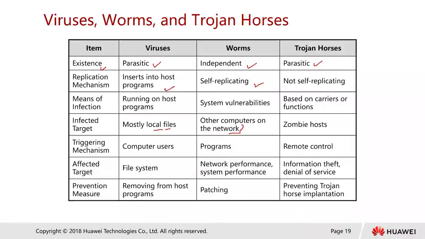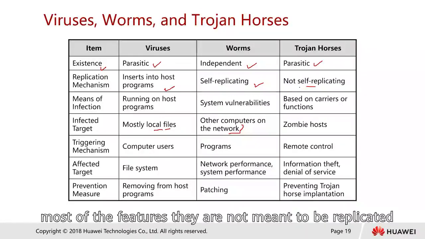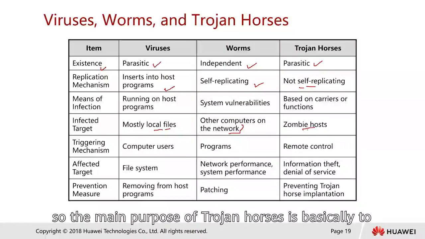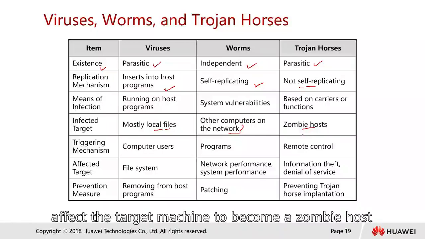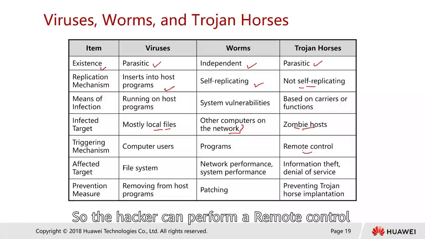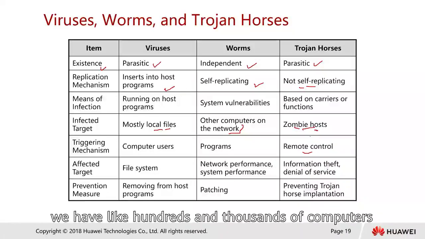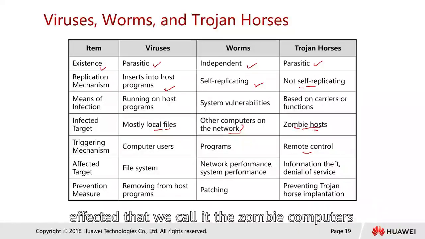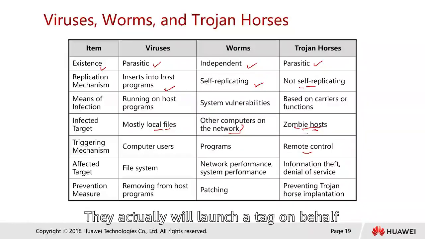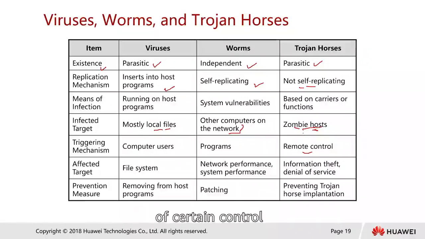Okay. So for Trojan horses, most of them are not meant to replicate. The main purpose is to affect the target machine and turn it into a zombie host, so that the hacker can perform remote control on this zombie host and launch an attack, like the DDoS attack I just mentioned before. When hundreds and thousands of computers are affected, we call them zombie computers. They will launch attacks on behalf of a certain controller. Okay.